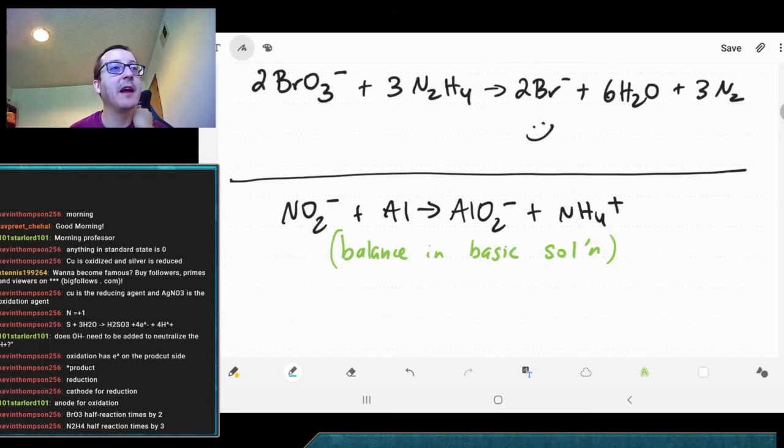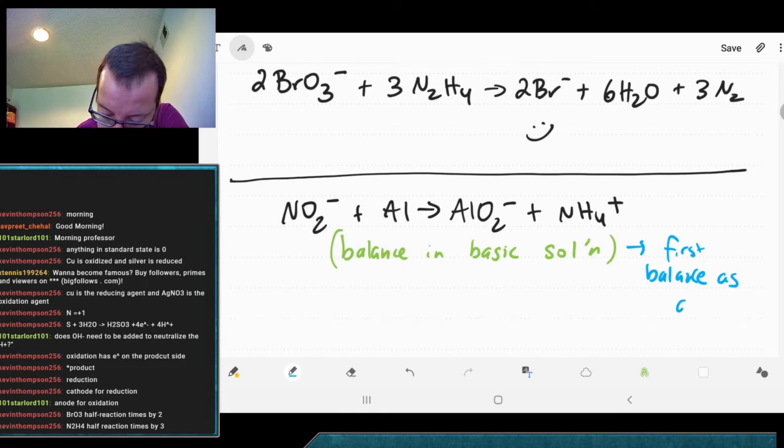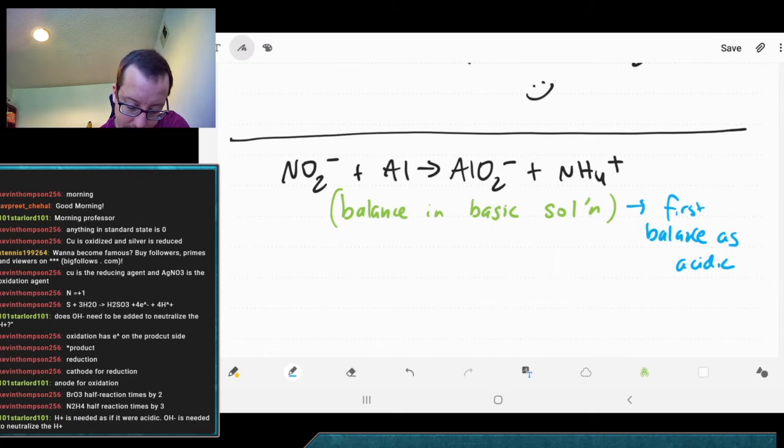We're going to see if we balance in basic solution, all we have to do, I mean, you could balance it by adding OH minus to both sides instead of H plus, but then that messes with your waters and things get complicated. So it's a little bit easier to just balance it as if it were acidic and then just cancel out the H pluses. And so we're going to see that first, just balance as acidic, and then we'll go from there. So let's just balance this one as if it were in acidic solution.